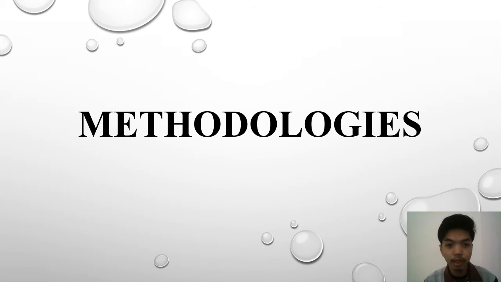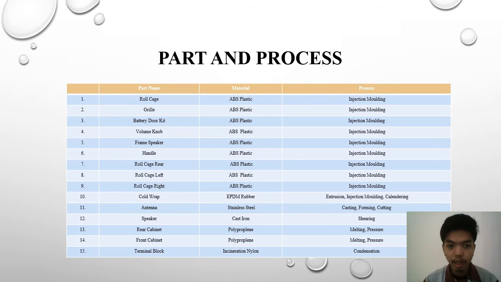Muhammad Ramadan. Today I'm going to talk about methodologies and processes. There are two key parts that we identified from the radio. The first 9 parts use the same material and same process, which are root cage wheel, battery door kit, knob, the speaker handle, root cage left, root cage right, which use ABS plastic and undergo injection molding.